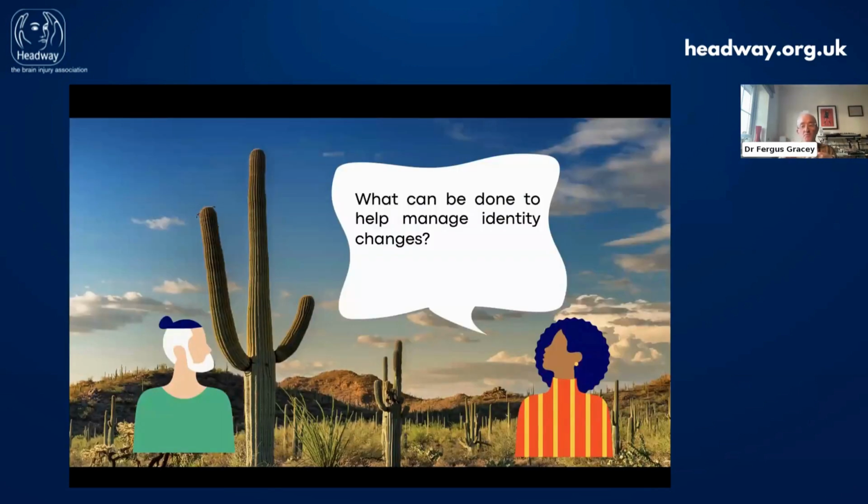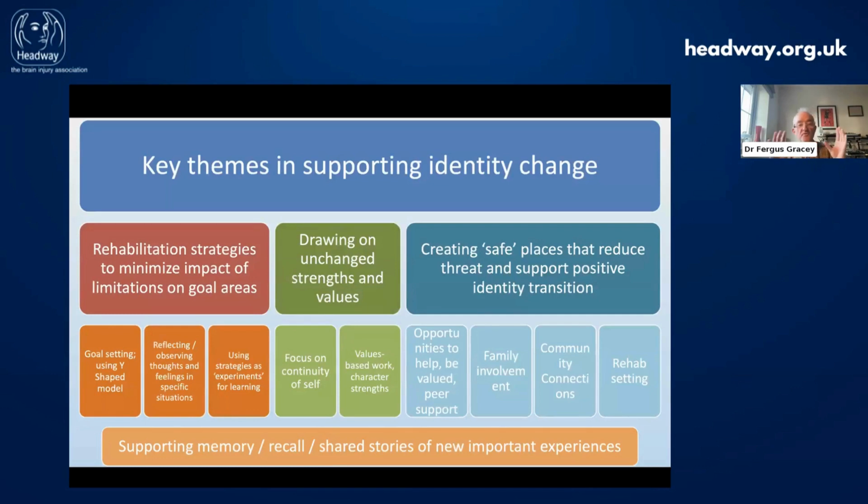Okay, so I'm beginning to move from the Y-shaped model into what can be done to help manage identity changes. This is the master slide that summarizes all of what I'm about to talk about, and I'll be talking about it quite quickly, so I'll probably have to come back to questions. Obviously, if someone's identity is limited by deficits or difficulties that make it problematic for them to do that activity, but with strategies or support they could, then rehabilitation strategies to minimize the impact of those limitations on identity-related goal areas is probably top of the list.